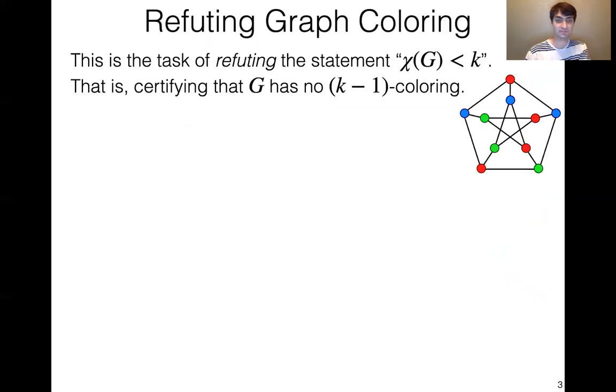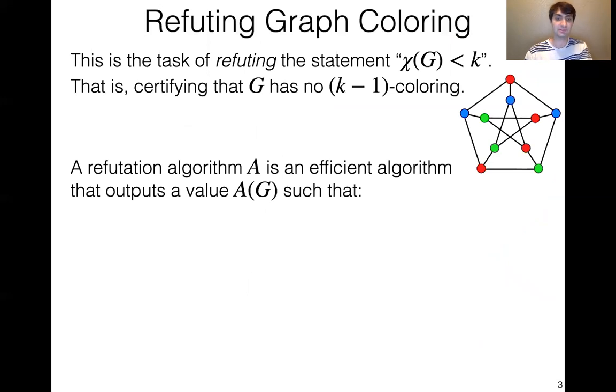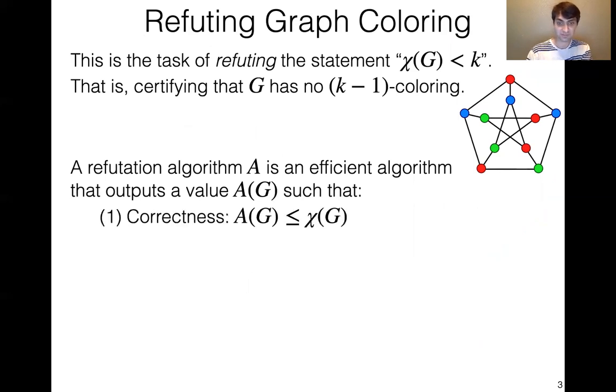So this is the task of refuting the statement that chi(G) is strictly less than k. In other words, we are trying to certify that the graph G has no (k-1)-coloring. And we can formalize this by defining a refutation algorithm. It's simply an algorithm A that outputs a value A(G), such that A(G) is always less than or equal to the chromatic number of G. And this means that whatever value A outputs certifies a lower bound on chi(G). Namely, if A(G) outputs, say, 5, then we know that chi(G) is at least 5, and therefore G is not 4-colorable.